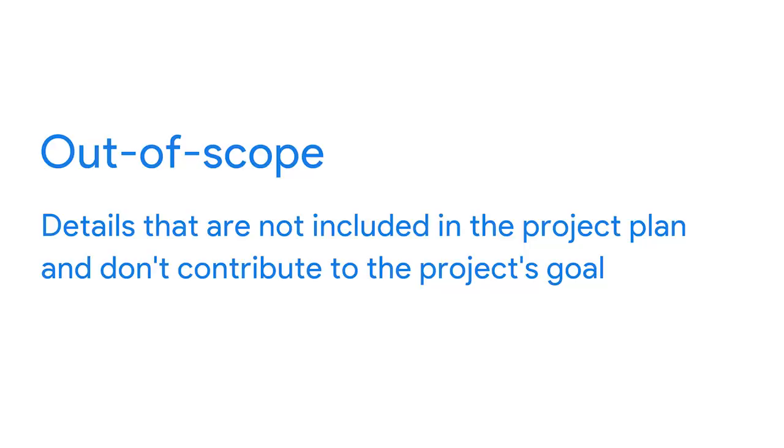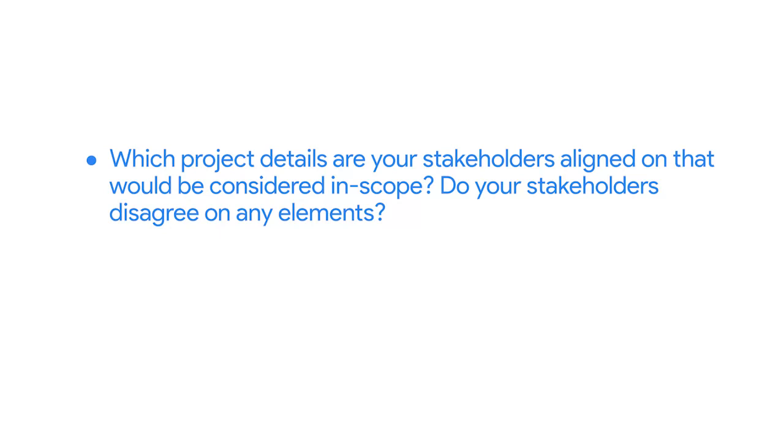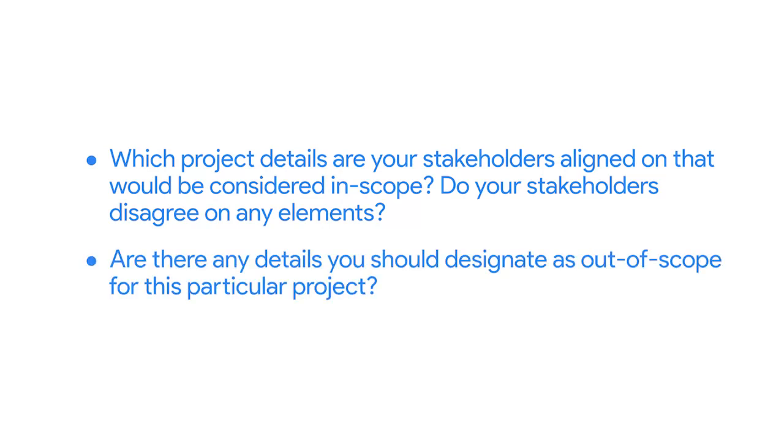To determine what's in and out of scope, think about what's needed to achieve the project goal. Keep the following questions in mind. Which project details are your stakeholders aligned on that would be considered in scope? Do your stakeholders disagree on any elements? Are there any details you should designate as out of scope for this particular project? As you think about these questions, take notes on what you find and refer to them as you complete the scope section of your project charter in the upcoming activity.